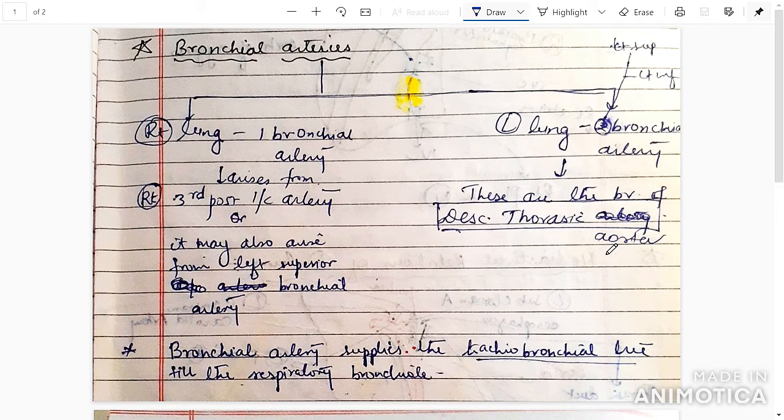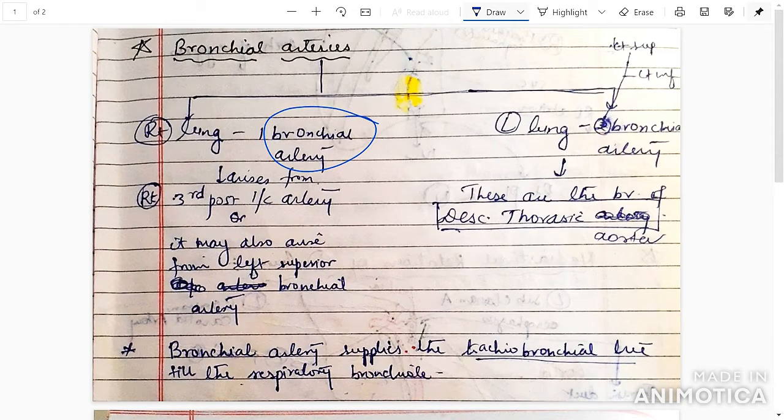So, bronchial arteries: for the right lung we have only one bronchial artery, and it arises from the right third posterior intercostal artery. Intercostal arteries we have discussed in our intercostal spaces videos, where we had a thorough discussion on the posterior and anterior intercostal arteries. If you have not yet seen those videos, please go and check them out.